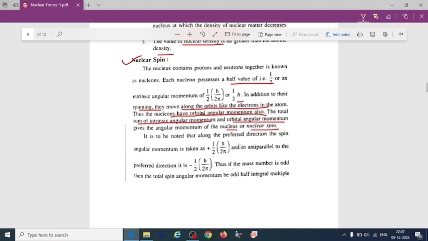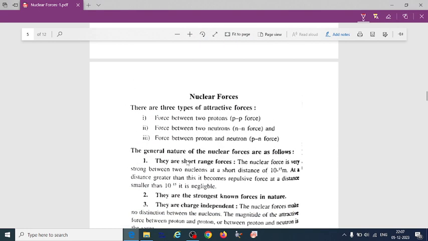It is to be noted that along the preferred direction, the spin angular momentum is taken to be plus half h cross, and anti-parallel, that is minus half h cross. Thus, if the mass number is odd, the total spin angular momentum is odd half integral. If it is even, it is integral.